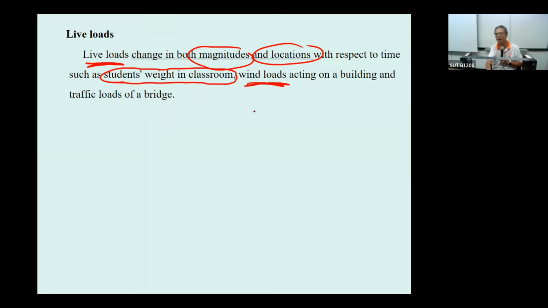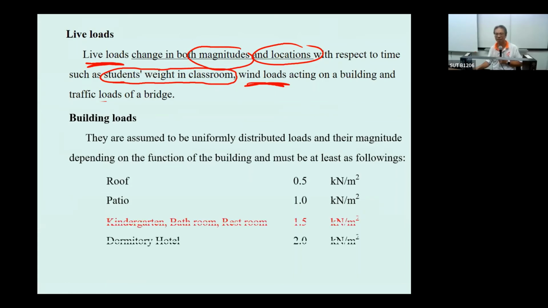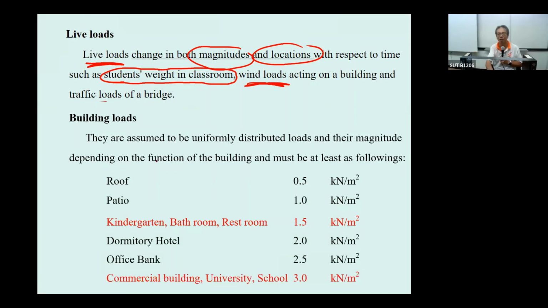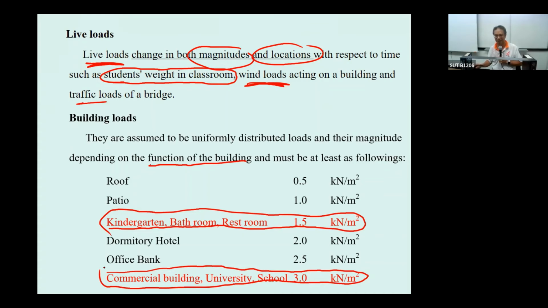It may also be the wind load. It may also be the traffic load on the structure. Okay, and then you have to consider the building load. It depends on the function of the building. Okay, if it is a kindergarten, bathroom, restroom, the load is going to be half of the university building, school building, or commercial building. This again is the minimum.